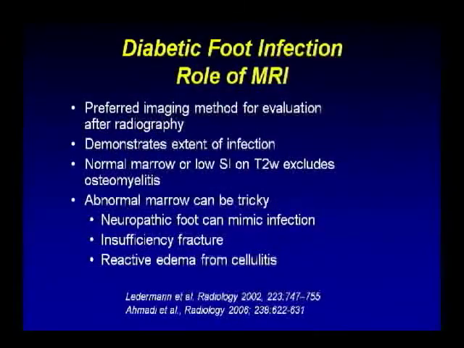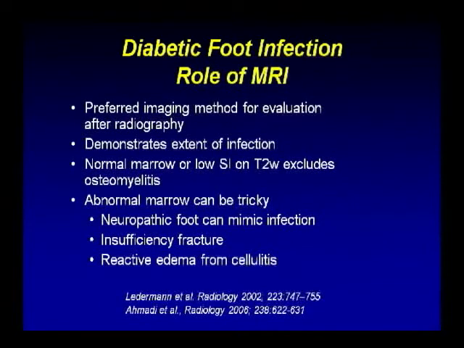Now, another hot topic is diabetic foot infection. We've heard a lot about neuropathic osteoarthropathy by Dr. Steinbach, and MRI helps you in differentiating whether you just have neuropathic osteoarthropathy or whether you have actually infection. MRI demonstrates the extent of the infection, and if you see normal marrow really on MR images, then it's very unlikely that you have infection.